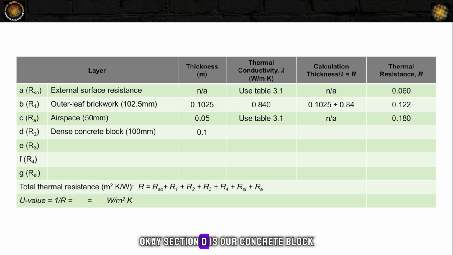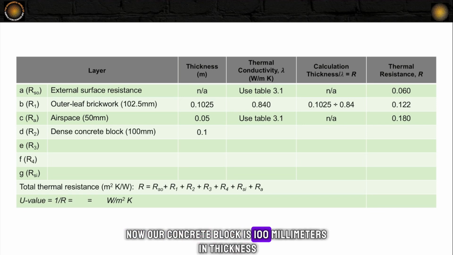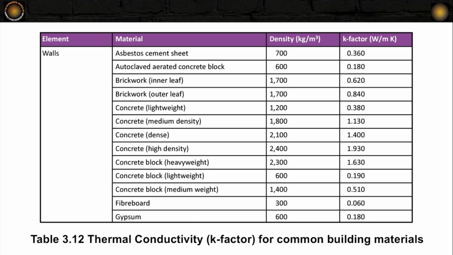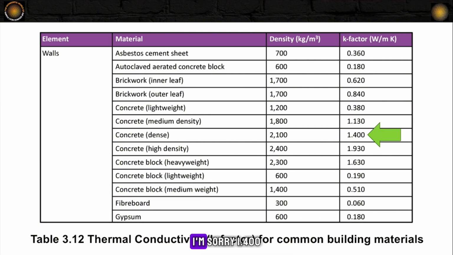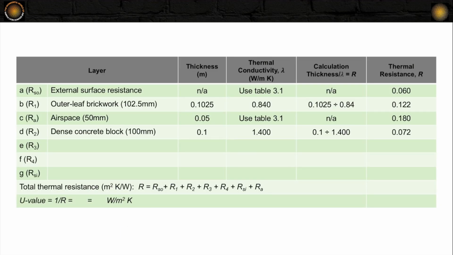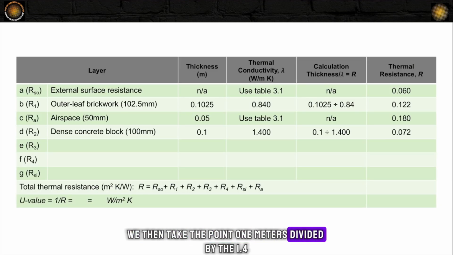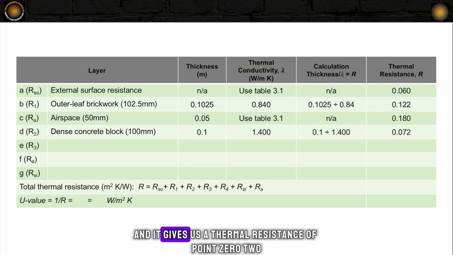Okay, section D is our concrete block. Now our concrete block is 100 millimeters in thickness, which is 0.1 in meters, divide 100 by 1000. Then going back to table 3.12, our dense concrete block has a K factor there of 1.400. We then take the 0.1 meters, divide it by the 1.4, and it gives us a thermal resistance of 0.02.